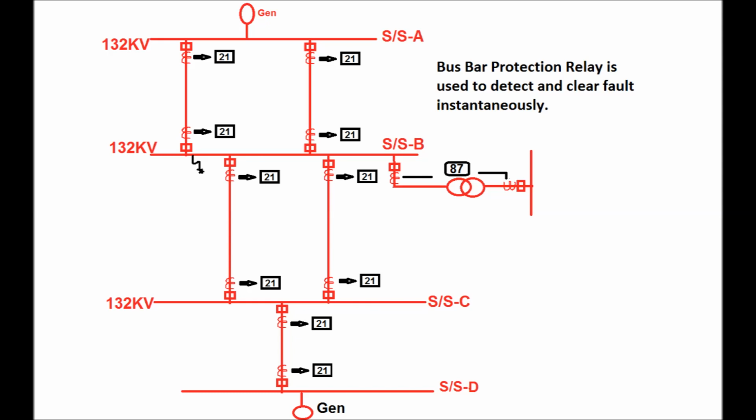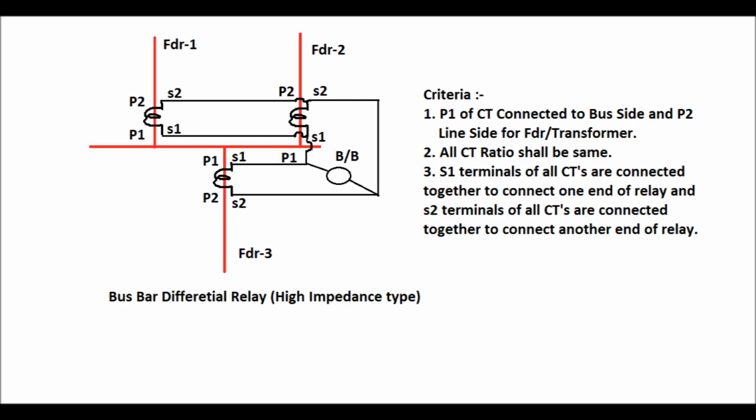And that is why the busbar protection relay is used, in order to detect and clear the fault instantaneously if a fault occurs at the main bus system of the substation. Now there are two types of busbar differential relay. One is high impedance type and another is low impedance type. First I will discuss the high impedance type busbar protection relay for single bus system.